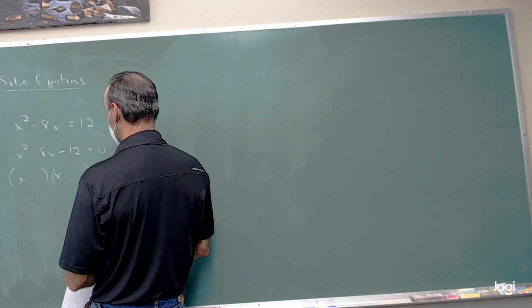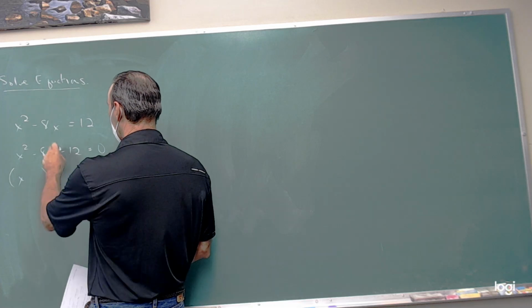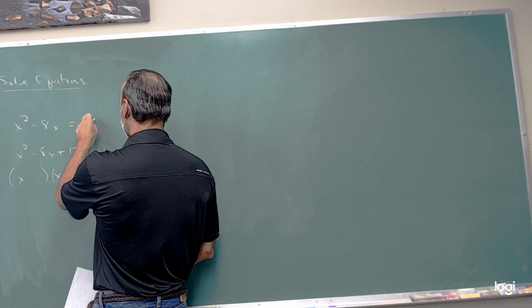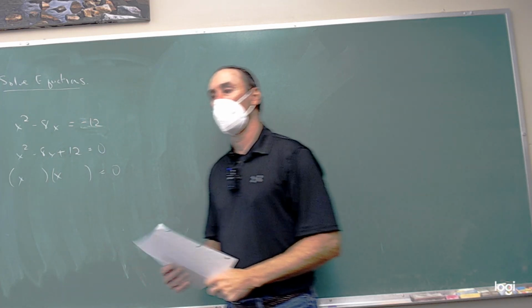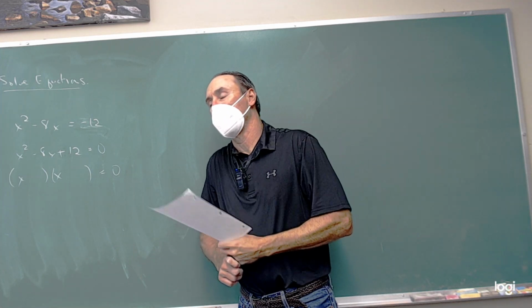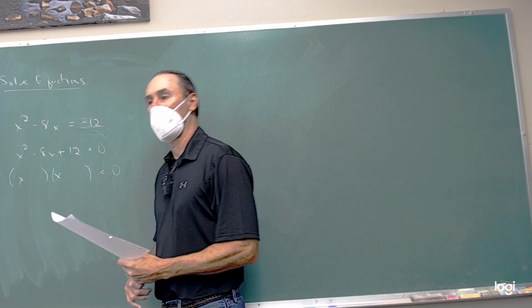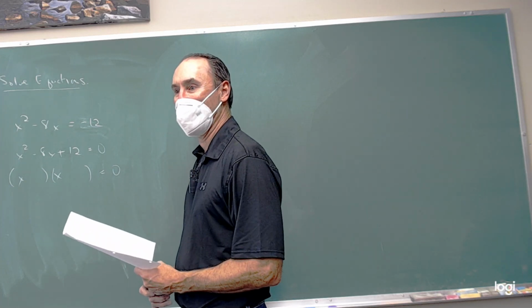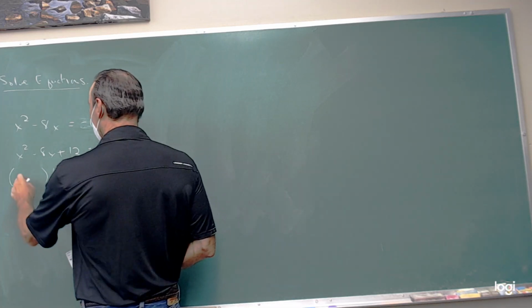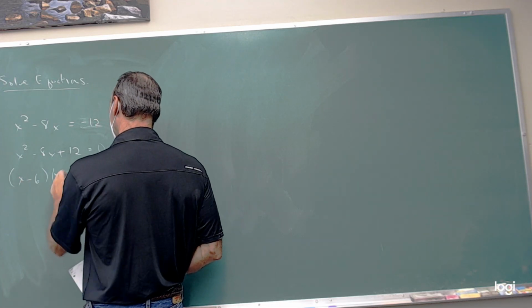Oh, did I get one that doesn't factor? If it was a positive, let's do that. We're going to take the liberty of changing the problem midstream because I really don't want to do the quadratic formula. I'm the boss in here. It would be x minus 6 times x minus 2. Okay, that's what I was hoping for.